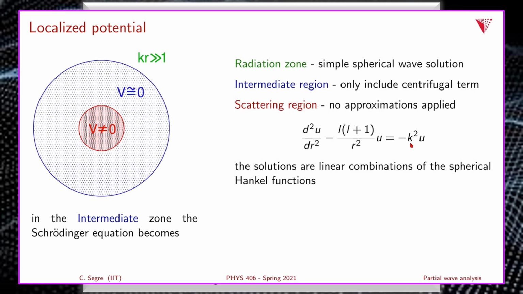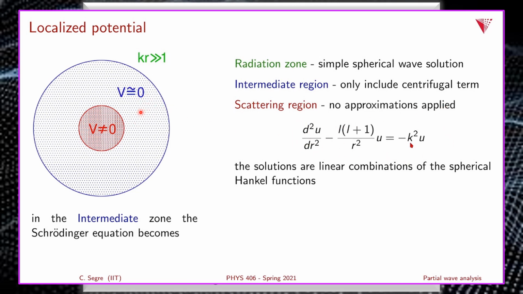Let's break it down. What you'll need to know for this potential and this problem in general is that when we are trying to localize a potential, here in the very inner region, where V is not equal to 0, we have what's called the scattering region. So no approximations can be applied, and we have the radial wave equation.